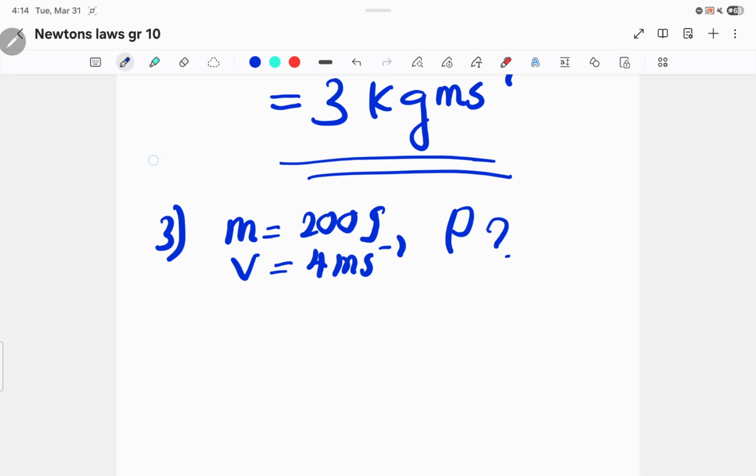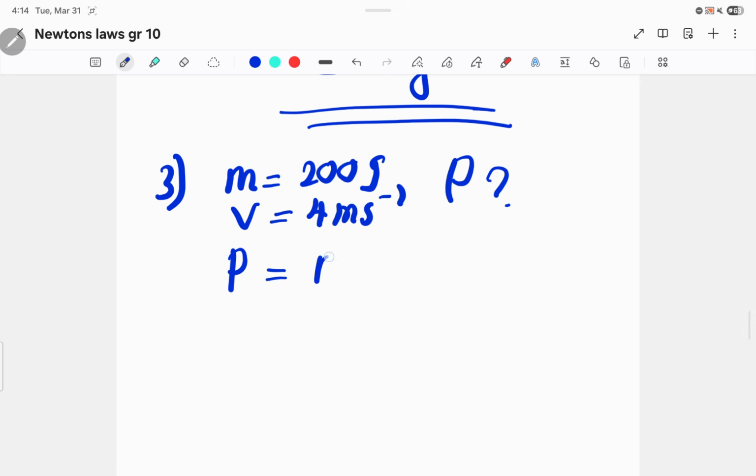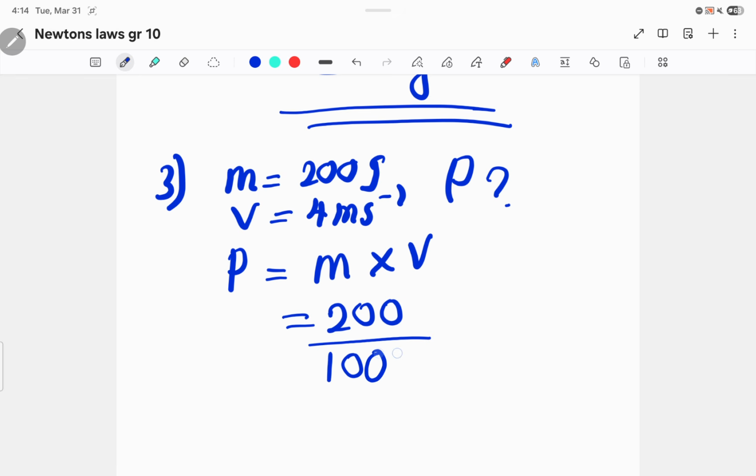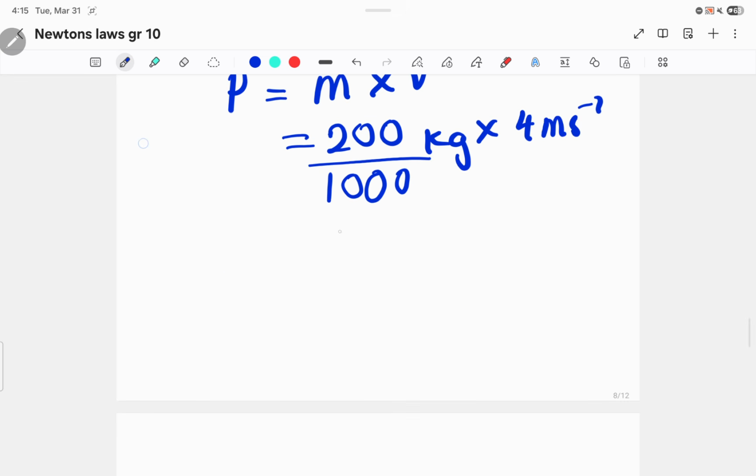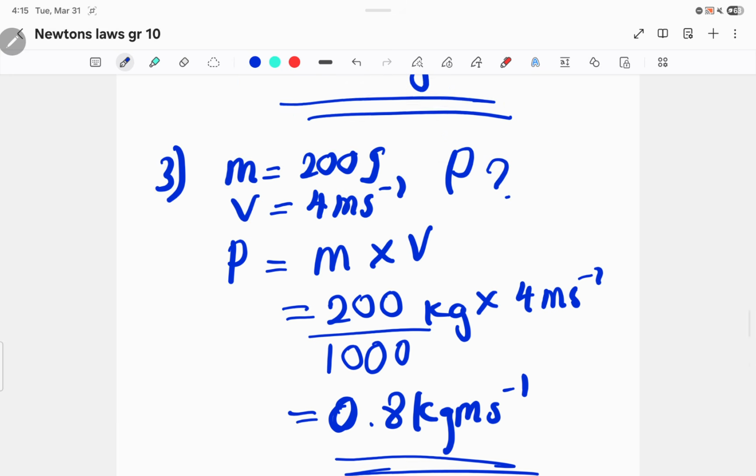Asking about the momentum. Momentum equals mass into velocity. Mass here is 200 grams, you have to convert it into kilograms by dividing by 1000. So it's like this, 4 meters per second. So here it is 0.8.